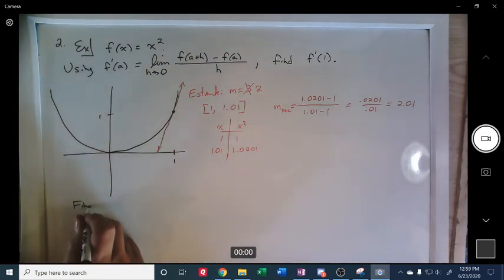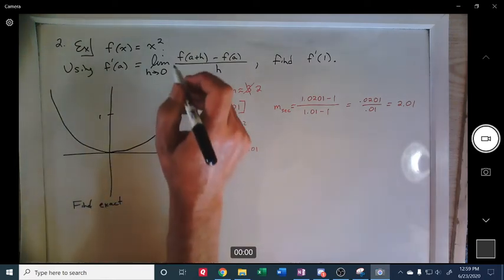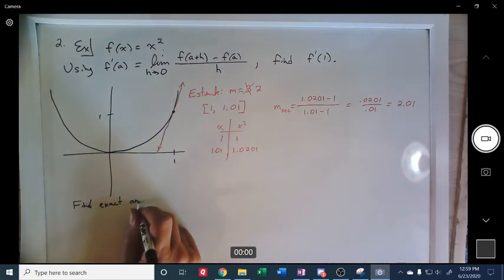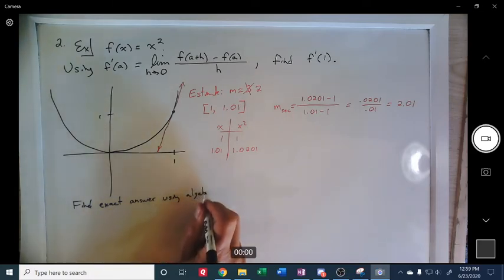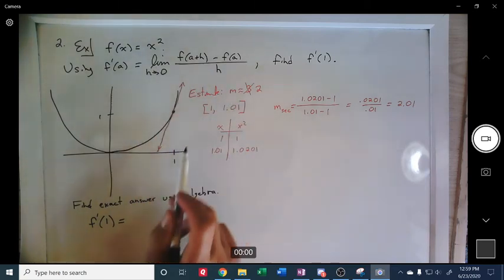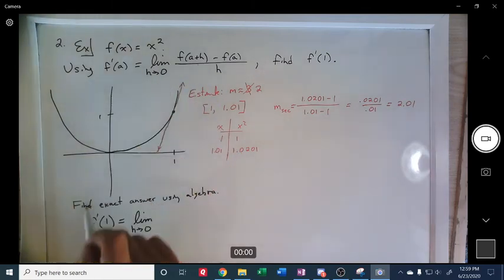So now we'll find exact. Oh, so example, yeah, find f prime of 1. Find exact answer using algebra. So we're going to use this f prime. We're going to replace the a with 1. So we just rewrite this exact same limit. But every time I see a, I replace it with 1.